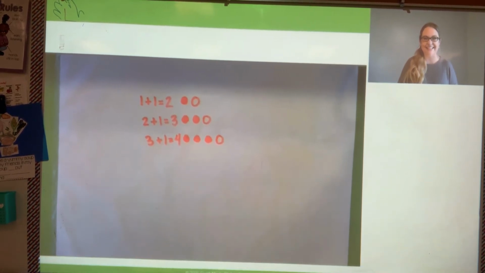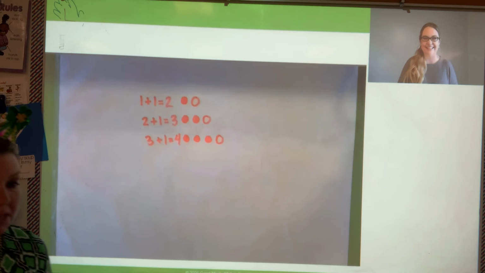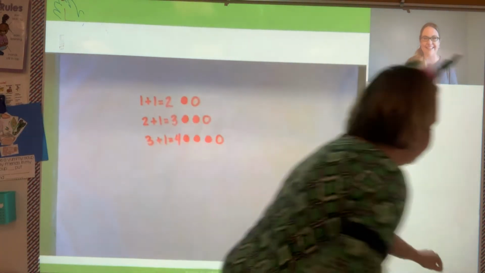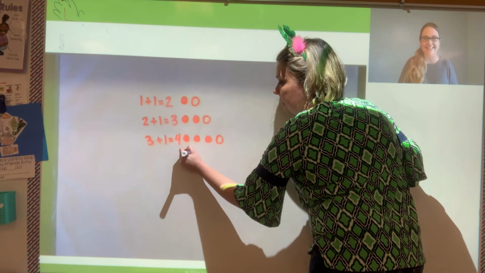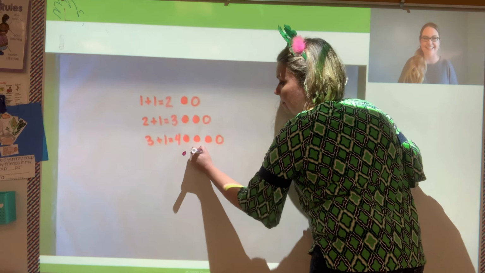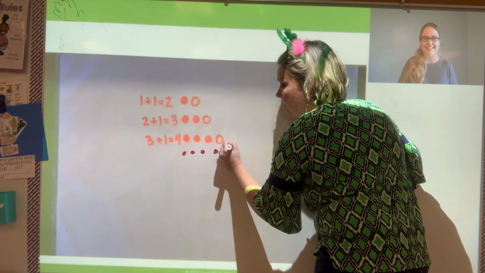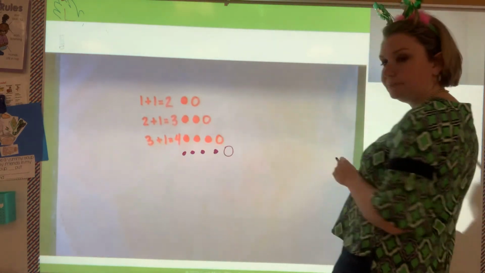Yes, Landon? Do we have to show it? Yes, she wants you to do the dots. So the next one, if we continue with the pattern, is going to have 4 colored in dots and 1 open dot. And then you do that number sentence.